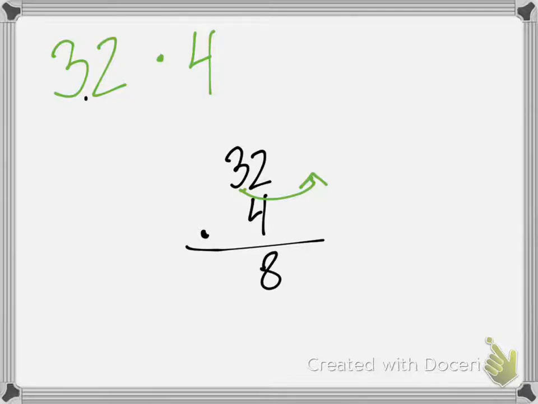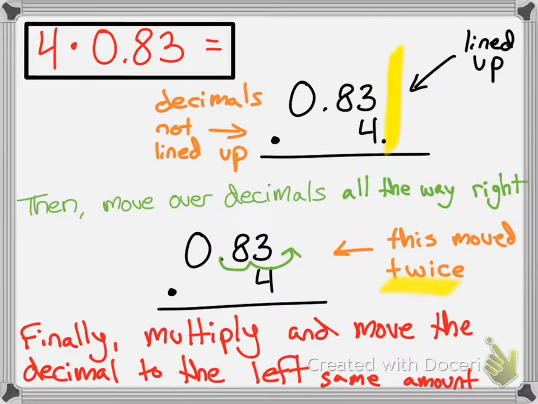4 times 2 is 8. 4 times 3 is 12. But is 3 2/10 times 4 really 128? No. We moved our decimal over 1 place, so at the very end, we move it back 1 place. If we moved it over 20 places, we'd put it back 20 places. It doesn't matter how we do it. That's how we move the decimals. So this is the slide exactly. However many times you move the decimals over, that's how many times you move it back.